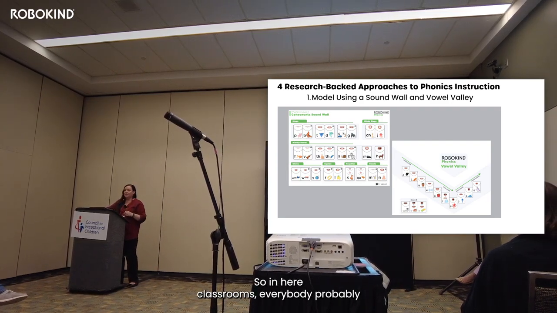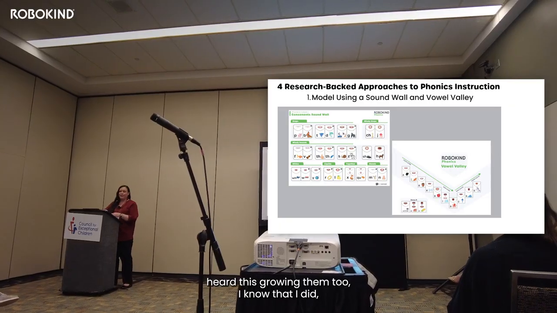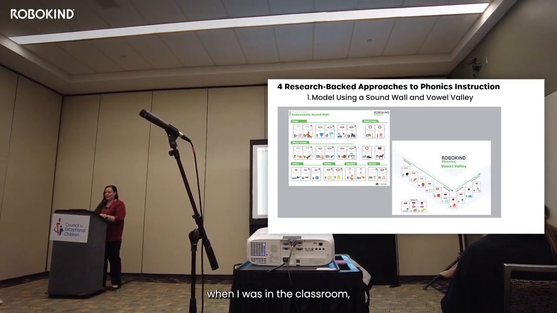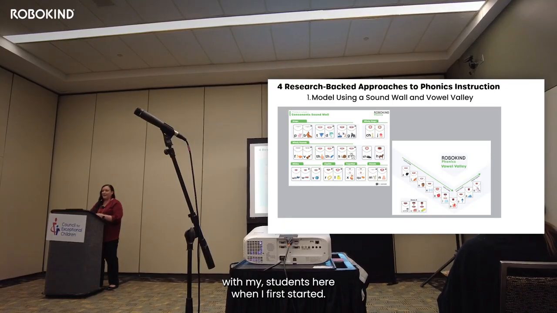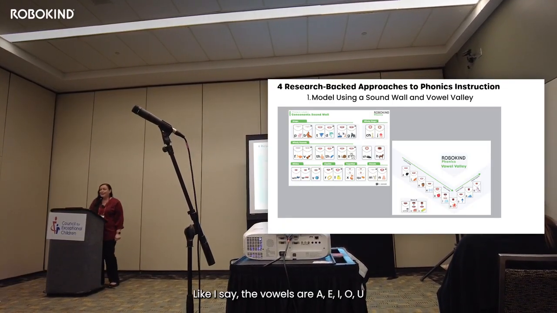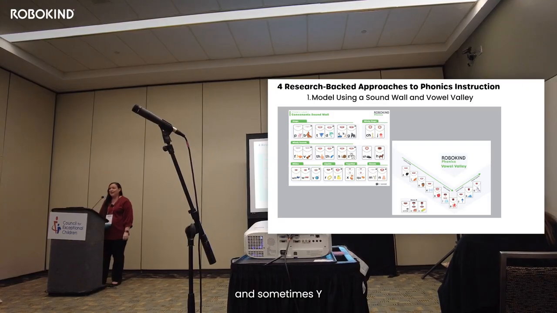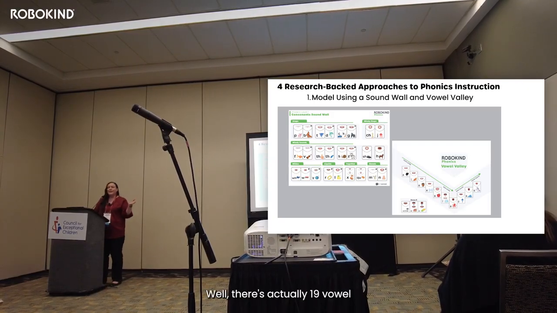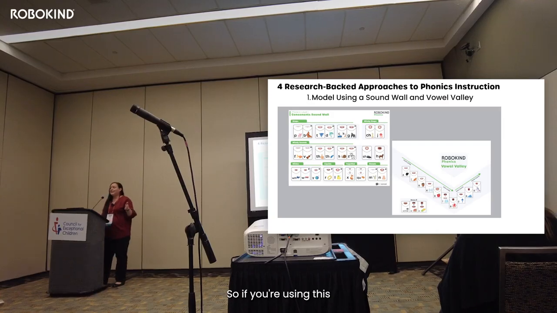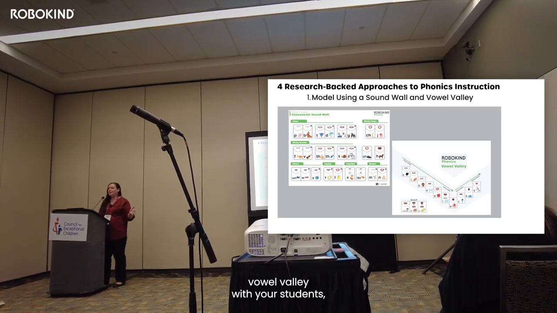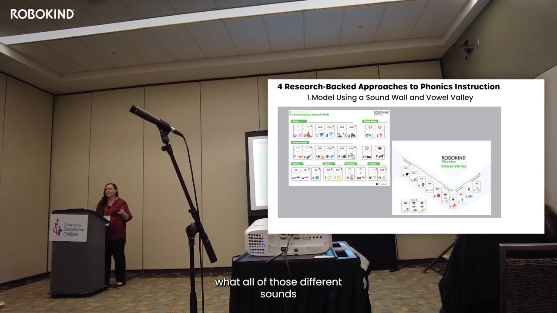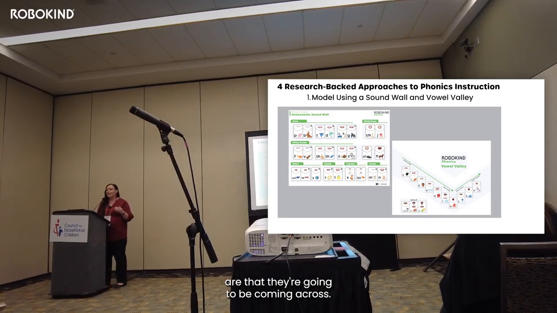In your classrooms, everybody probably heard this growing up too. I know that I did, and I know that I did this when I was in the classroom with my students when I first started. I'd say, hey, the vowels are A, E, I, O, U, and sometimes Y, right? Well, there's actually 19 vowel sounds. So if you're using this vowel valley with your students, you're going to help them understand what all of those different sounds are that they're going to be coming across.